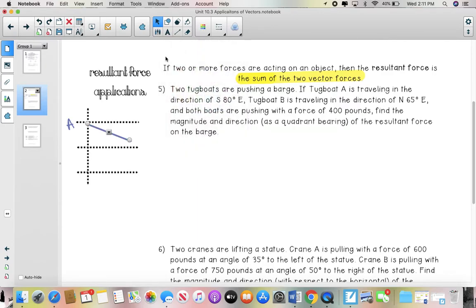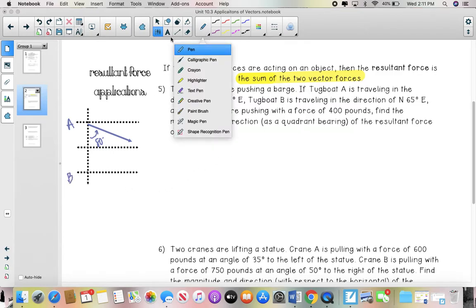Okay. So this means that this right here is the 80 degrees. Okay. And tugboat B, let's say it's down here, is traveling.